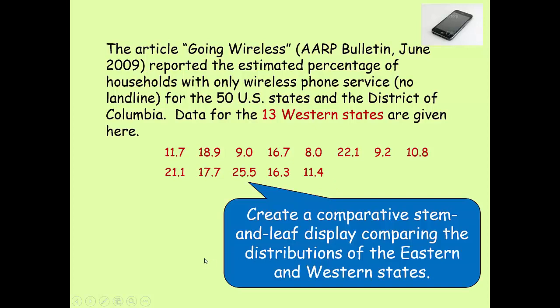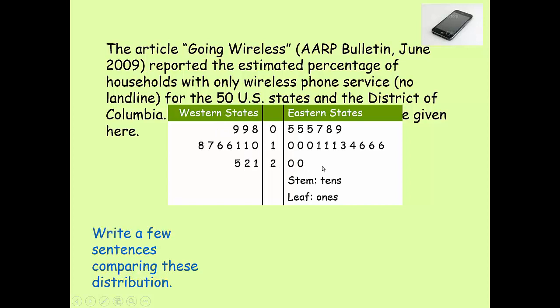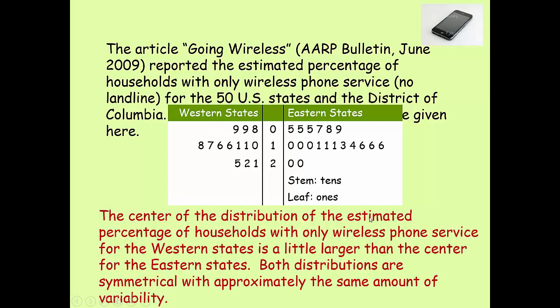I'm going to create a comparative stem and leaf display. And what I do here is I put my western states on the left, my eastern states on the right, and so now I can easily compare these, and I can say, well, it looks like the center of the distribution for the western states is a little larger than the center for the eastern states, but both distributions are symmetrical with approximately about the same amount of variability.